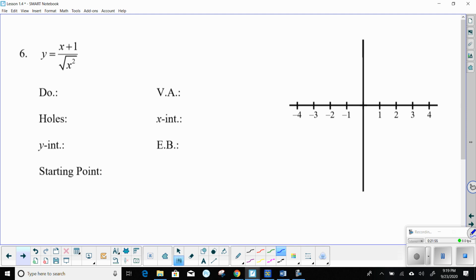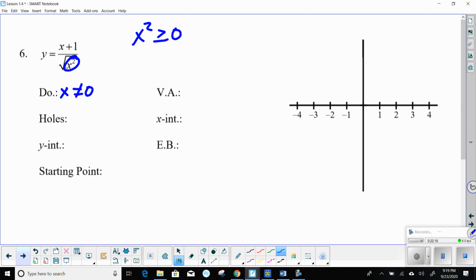So I have x plus 1 over the square root of x squared. So start with the domain. First of all, what would make the bottom equal to 0? And that would be 0. So x cannot equal 0. Second thing is, look at the inside of the square root. I've got the x squared, right? We said if you have a square root, the inside has to be greater than or equal to 0. So we need to solve that.